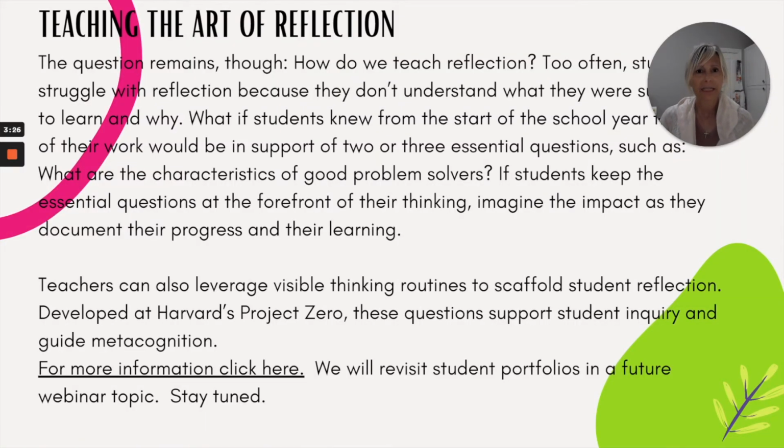Teaching the art of reflection: the struggle is that kids don't do it because maybe we haven't taught them how. What if the students knew from the start of the school year the value of their work and how it relates to maybe 2 or 3 essential questions? For example, what are the characteristics of good problem solvers? If students keep the essential questions in the front of their thinking, think about that impact as they document the progress in their learning.